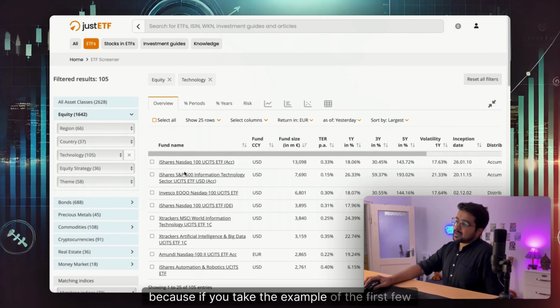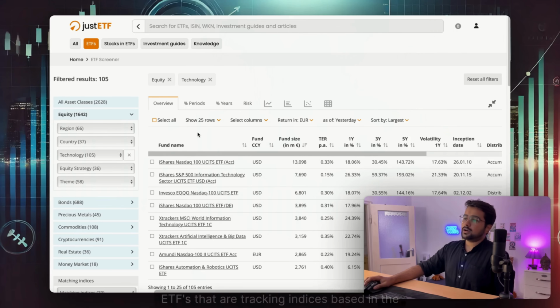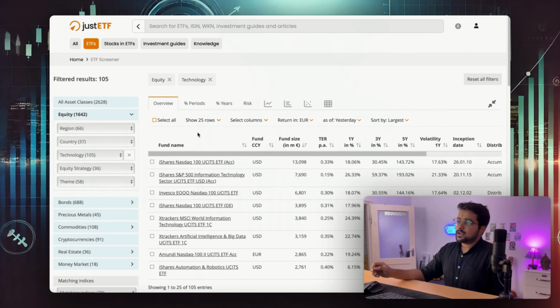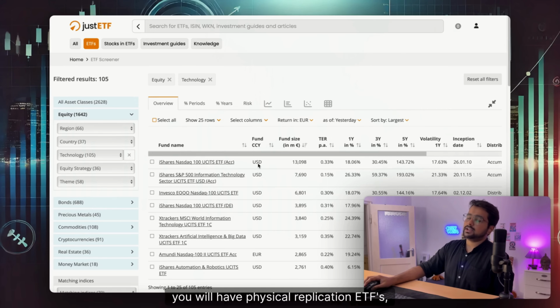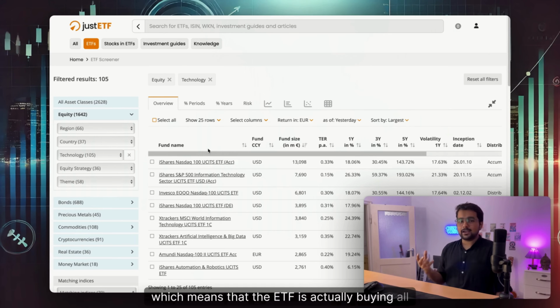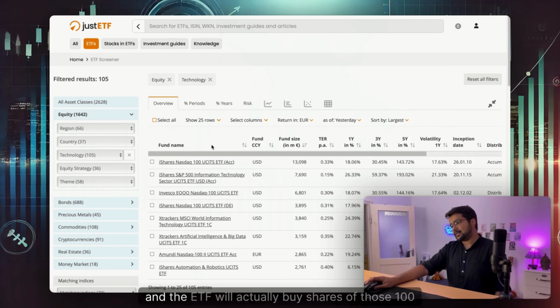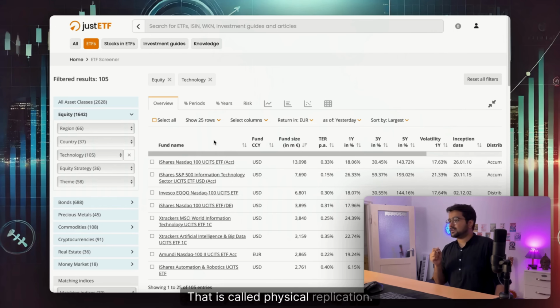Because if you take the example of the first few funds, you will see NASDAQ 100, S&P 500, EQQQ NASDAQ, and so on. So these are all ETFs that are tracking indices based in the United States. So most of the time, in such cases, if the fund currency is US dollars, you will have physical replication ETFs, which means that the ETF is actually buying all the companies that you're investing in. So NASDAQ 100 has 100 companies and the ETF will actually buy shares of those 100 companies. That is called physical replication.